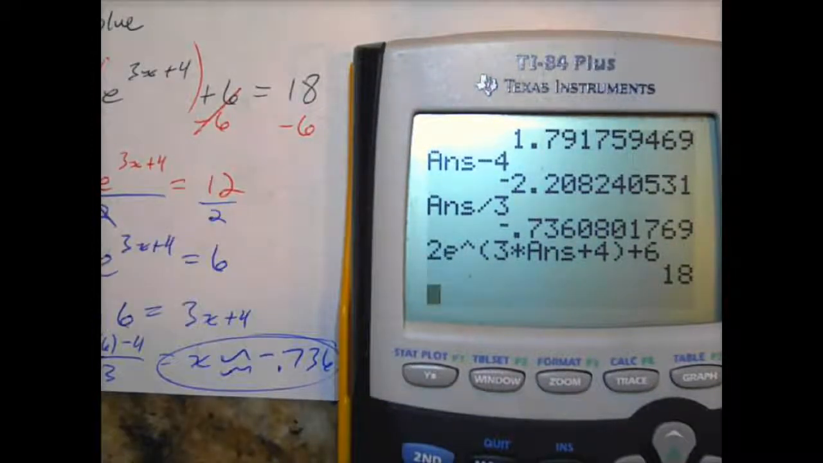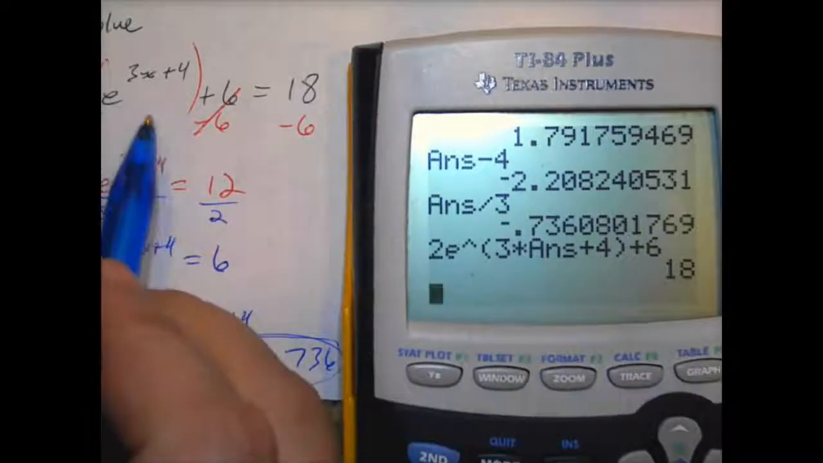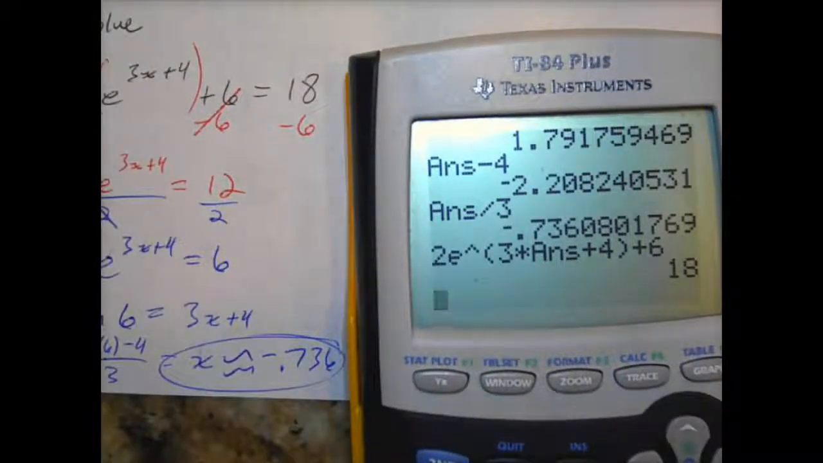We did it right. So please, please, please, as you guys are going through this, check your answers. If it doesn't work in the original equation, then you did something wrong. Go back and look at your math. Try to figure it out.